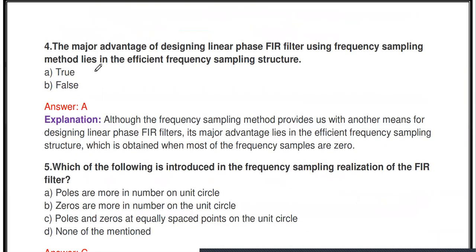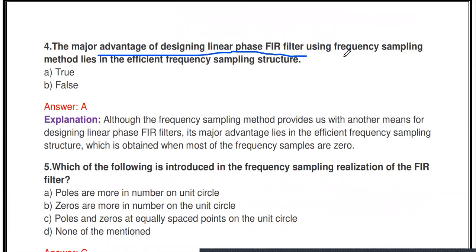Then the next question: the major advantage of designing the linear phase FIR filter using the frequency sampling method lies in the efficient frequency sampling structure. The statement is true or false. Already you know there are various methods to design the linear phase FIR filter. But what is the main advantage of designing it using the frequency sampling method? It lies in the efficient frequency sampling structure. Yes, it's true.